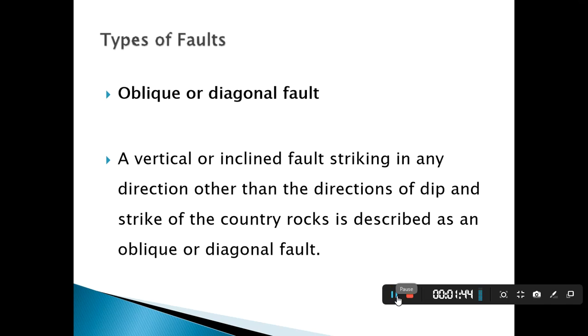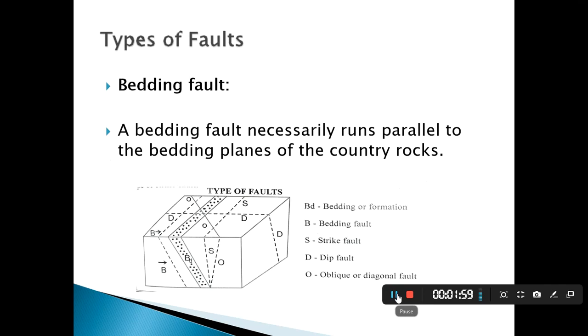Oblique or diagonal fault. A vertical or inclined fault striking in any direction other than the directions of dip and strike of the country rocks is described as an oblique or diagonal fault. Bedding fault. A bedding fault necessarily runs parallel to the bedding planes of the country rocks.